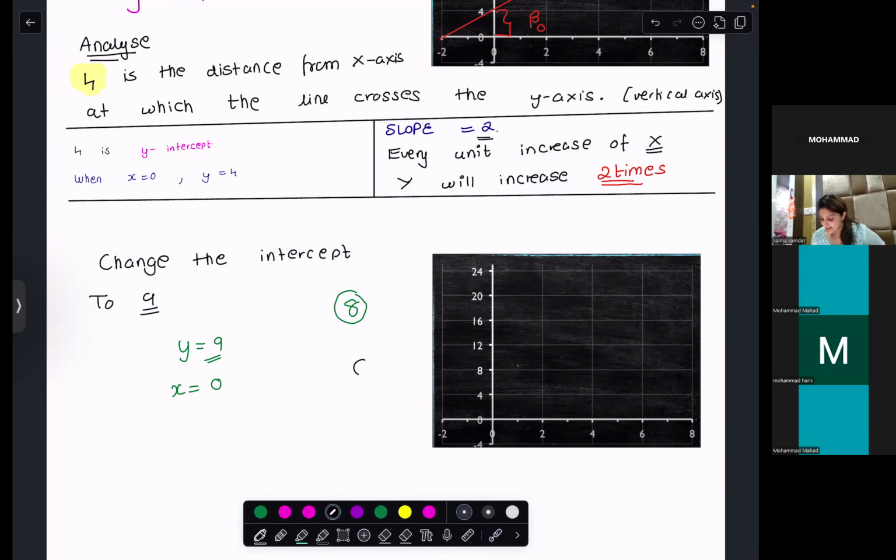If my slope is 0, what does it mean? Horizontal line. What does it mean? It means that no matter what, y will not increase. The value of y will stay the same, even if x increases. The y-intercept is definite to happen.